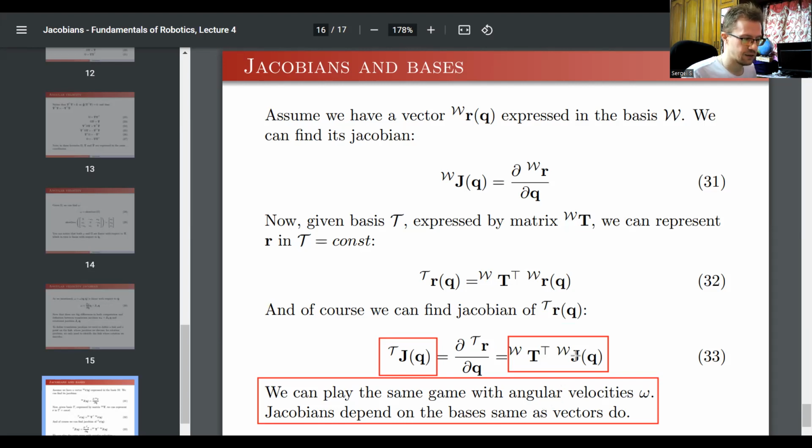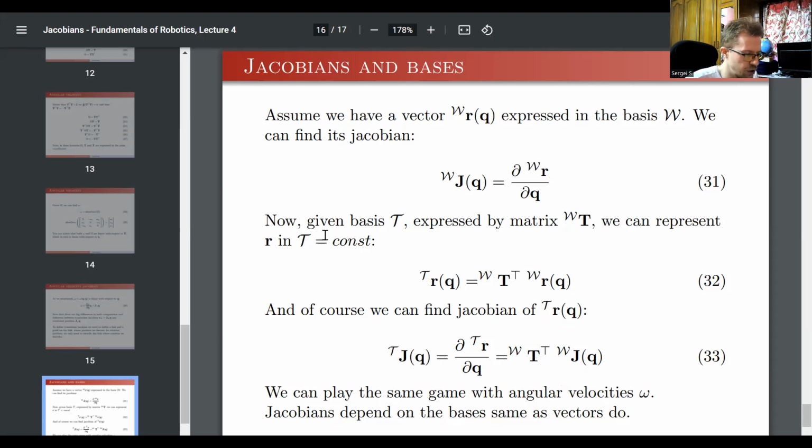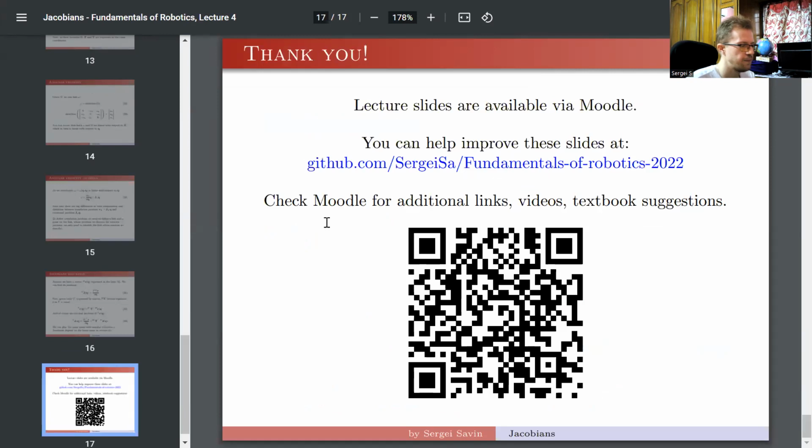The downside is that if you work primarily with Jacobians, not with vectors, for example if you do geometric methods and derive them geometrically, not as derivatives, there is a chance that you will mess up. So double check. I think that should be it for today's content. Do you have any questions?